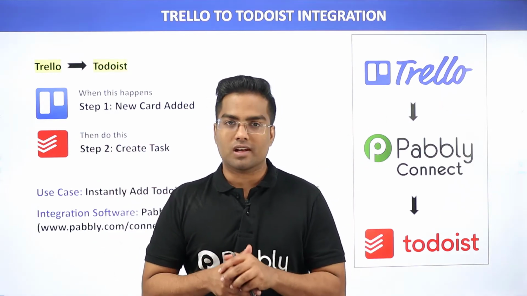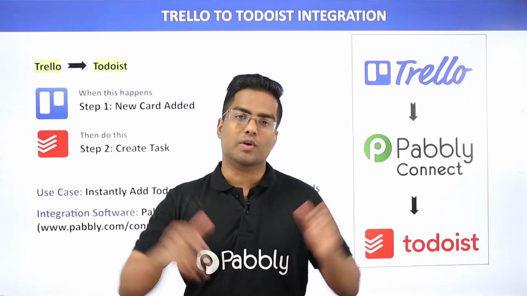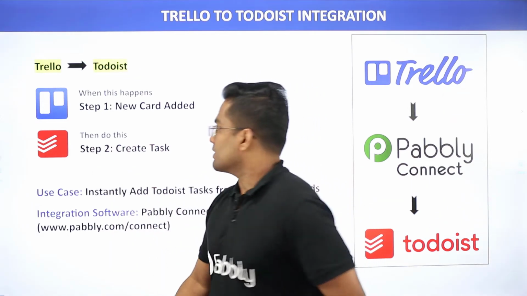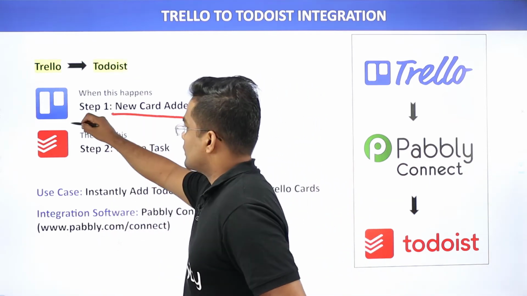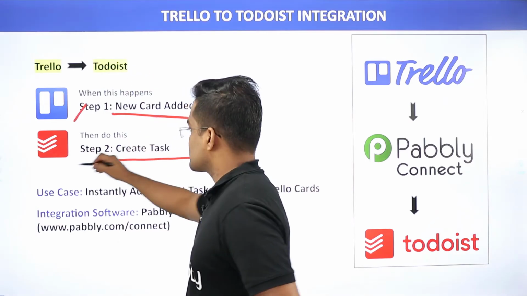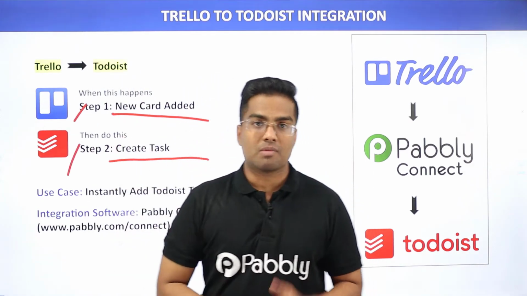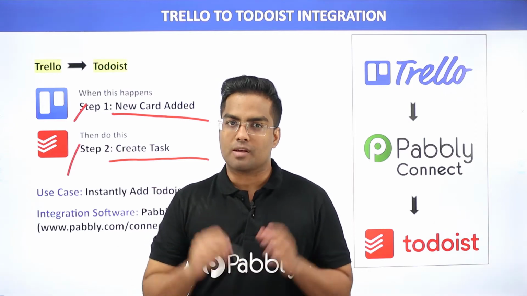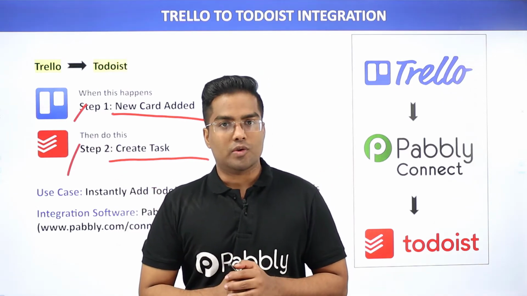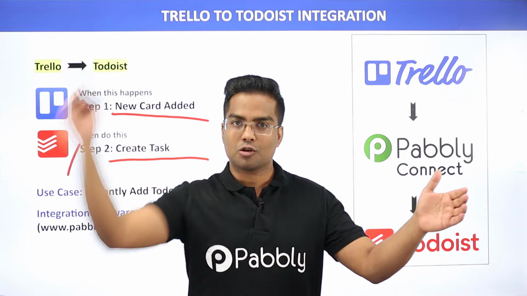So in this video we will learn how to integrate Trello and Todoist. Our use case is pretty simple. When a new card is added in Trello, it will automatically create a task in Todoist. Now Trello is an awesome list building application and Todoist is a productivity tool. So what we are going to do is send the data from Trello to Todoist.